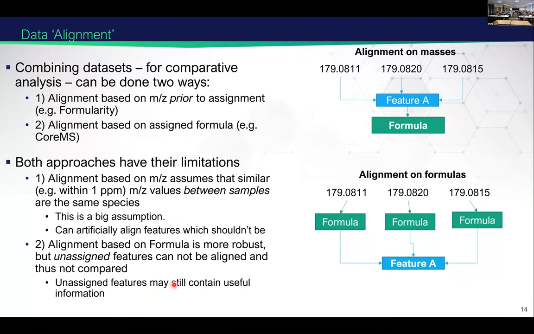But if you don't do it that way, then any unassigned features essentially can't be used. And so if you remember Malak's talk this morning, she was talking about ways to make inferences about even unassigned species, these transformations or relationships between these species. But in this second approach, you can't do that. You essentially lose or sacrifice that information.